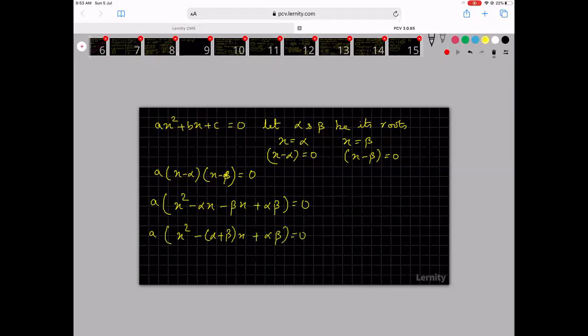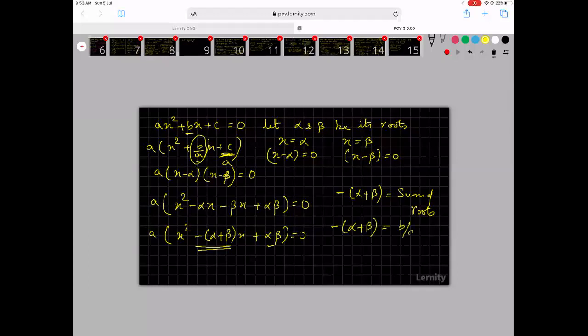Now what are we saying? We are saying that minus alpha plus beta is equal to sum of roots. It can't be plus because this is plus here, right? So if I take a common, it is x square plus b by a x plus c by a. Now because this is equal to this much, that minus is coming. Here that minus is not there, so I don't have to bother about it. So negative of alpha plus beta is equal to b by a. So sum of roots is equal to minus b by a. This negative sign is coming from there.